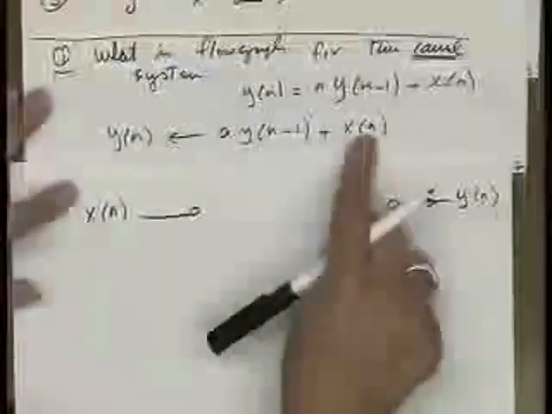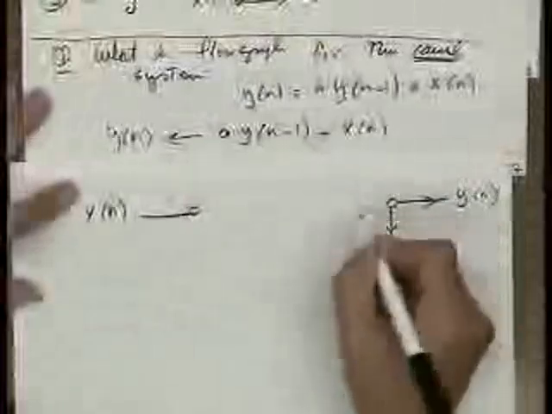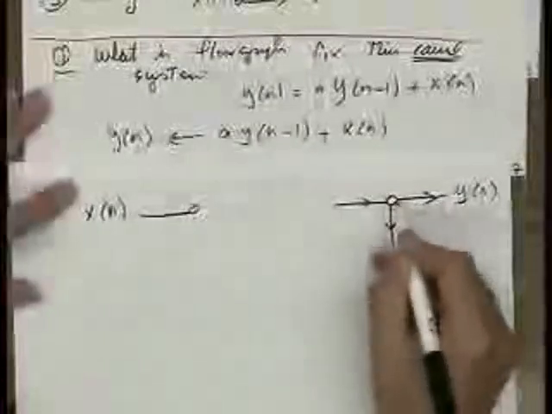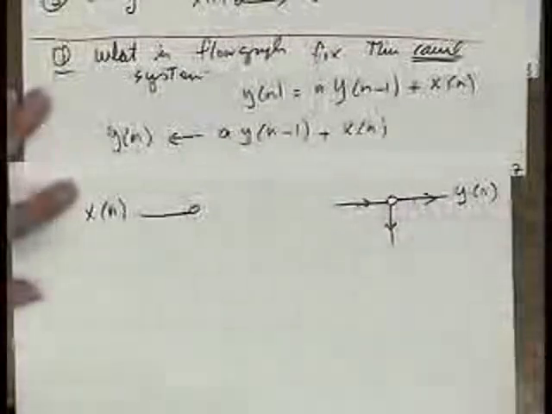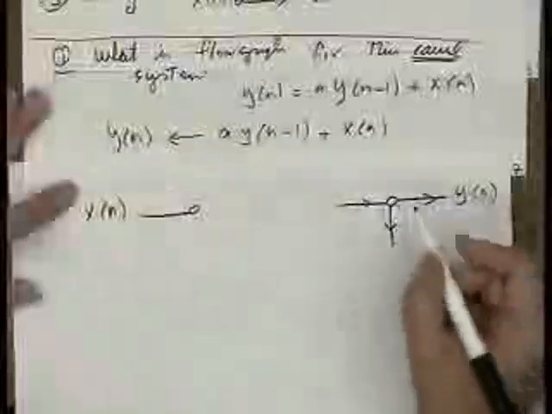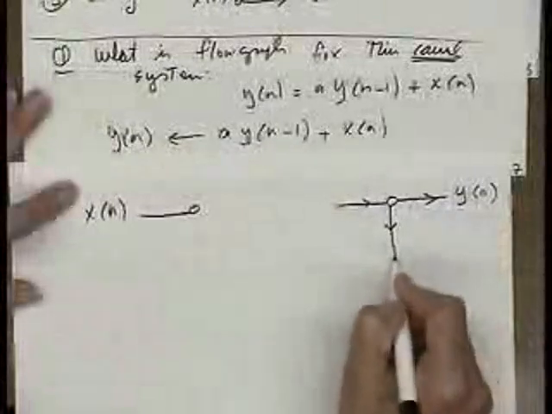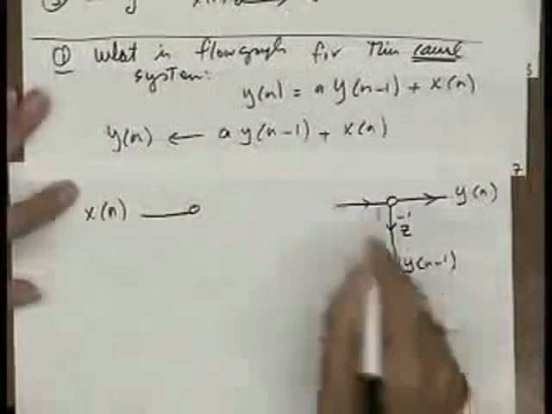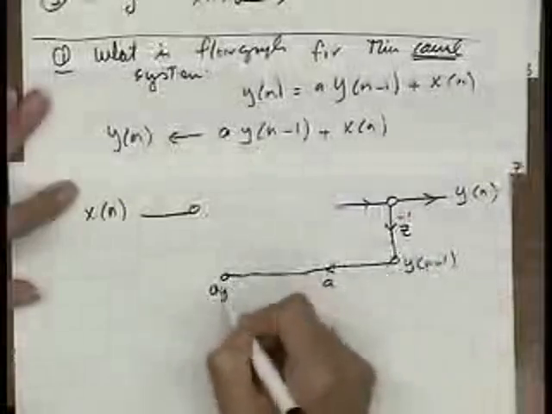And what this is telling you is start with y of n, somehow form a times y of n minus 1. If a signal goes to a node and 2 branches come out, that means the value of the signal is replicated here and here. So whatever value we have here is here and here. So if this is y of n, then this is also y of n. So to form y of n minus 1, what do I do? I put a delay element. And this node now is just y of n minus 1. And then I have to multiply it by a constant, which I call a. So this node here is a times y of n minus 1.